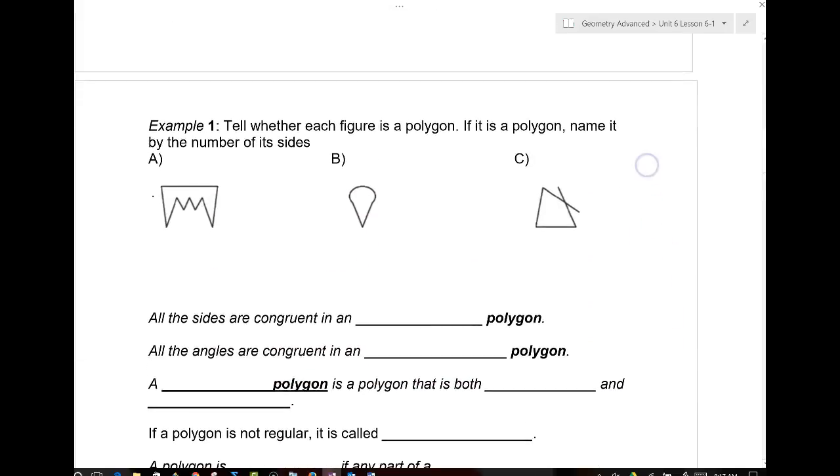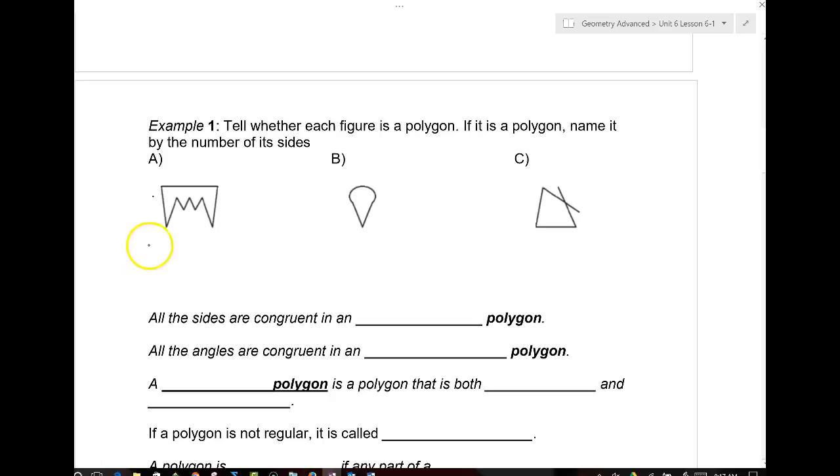All right, so you've got to decide if something's a polygon or not. And remember, a polygon is a closed figure. And it's not going to overlap. So like on the very first one here, is that a polygon, even though it looks like Dracula teeth? Yeah, because it is a closed figure.